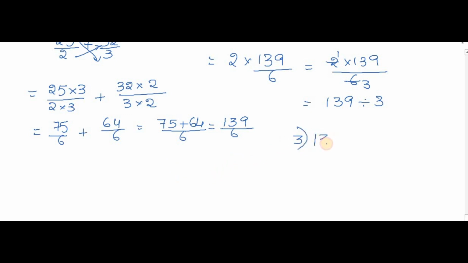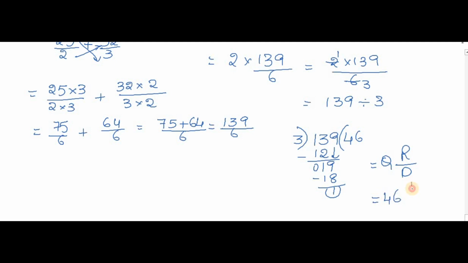3 table, 139. 3 4s are 12. 1 and 9 will come down. 1 minus 1 is 0 and 3 6s are 18. 9 minus 8 is 1 and 1 minus 1 is 0. So we all know how to write this: quotient, remainder by divisor. In this case my quotient is 46, remainder is 1 and divisor is 3.